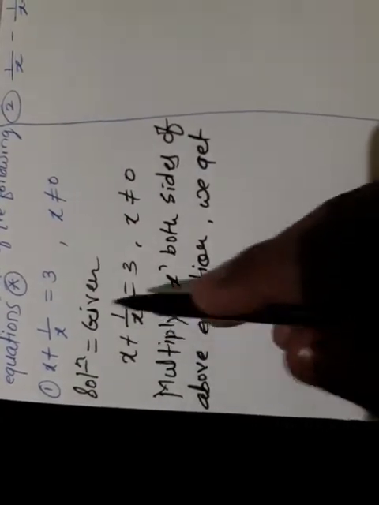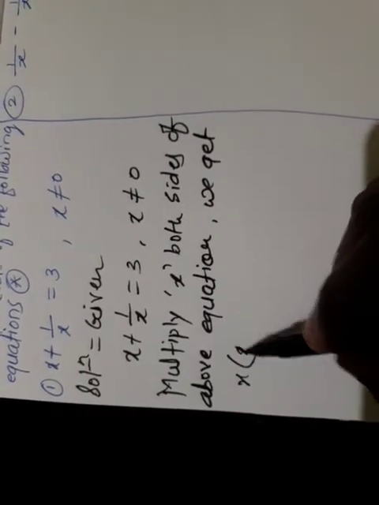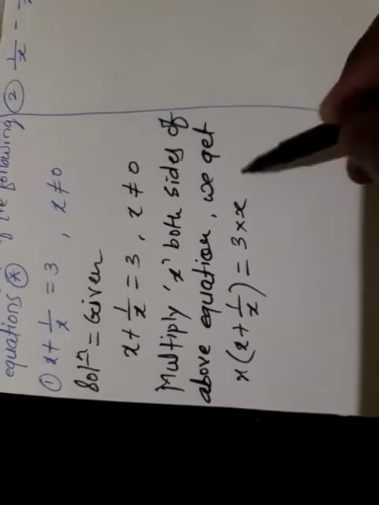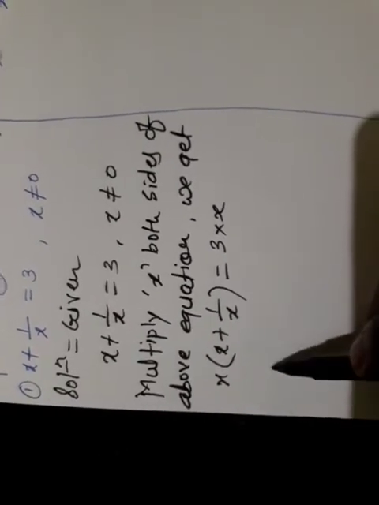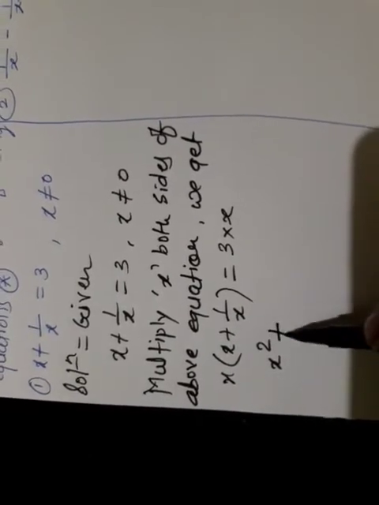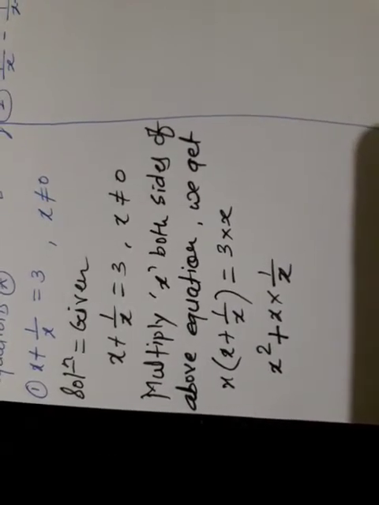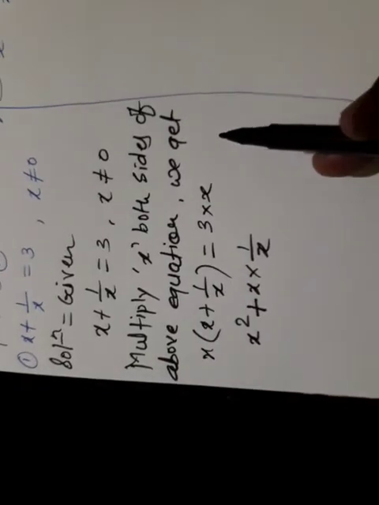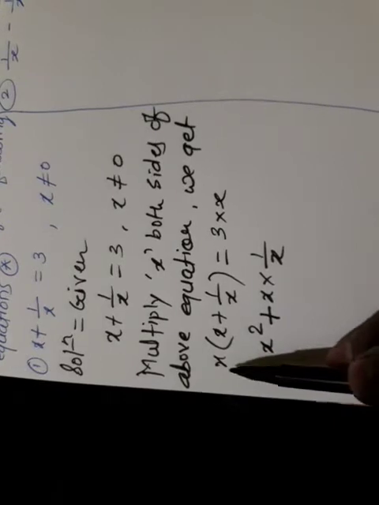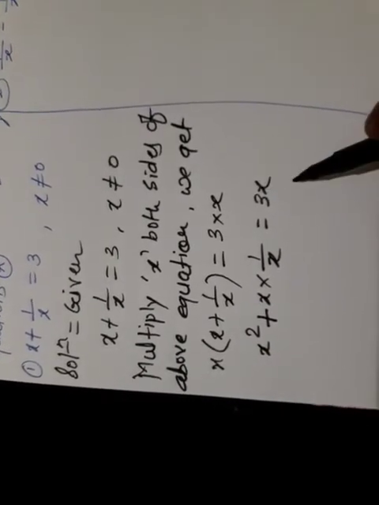This is the LHS and this is the RHS, as you know very well. x in bracket, LHS I will write first: x plus 1 upon x is equal to 3 into x. Multiply now. x into x, x square, plus x into 1 upon x. Here you can write the direct answer also, no problem at all, but for understanding purposes I am showing it here. x into x, x square, plus x into 1 upon x is equal to 3 into x, 3x.